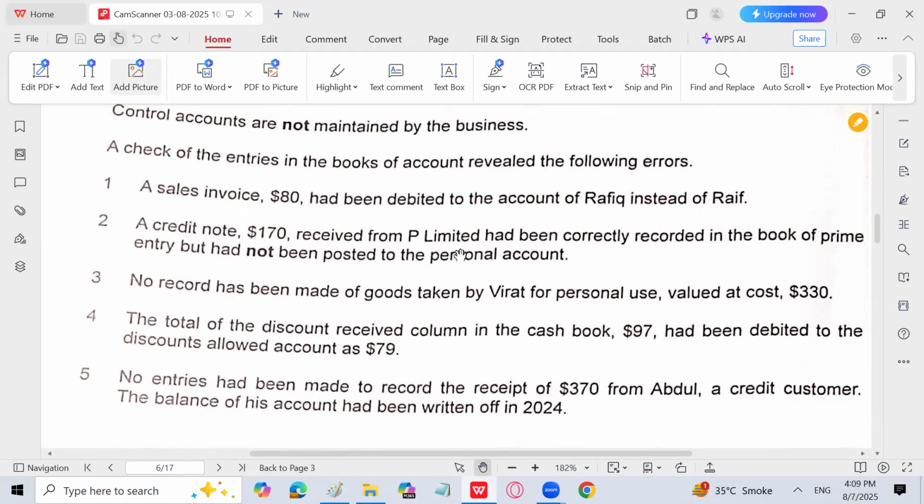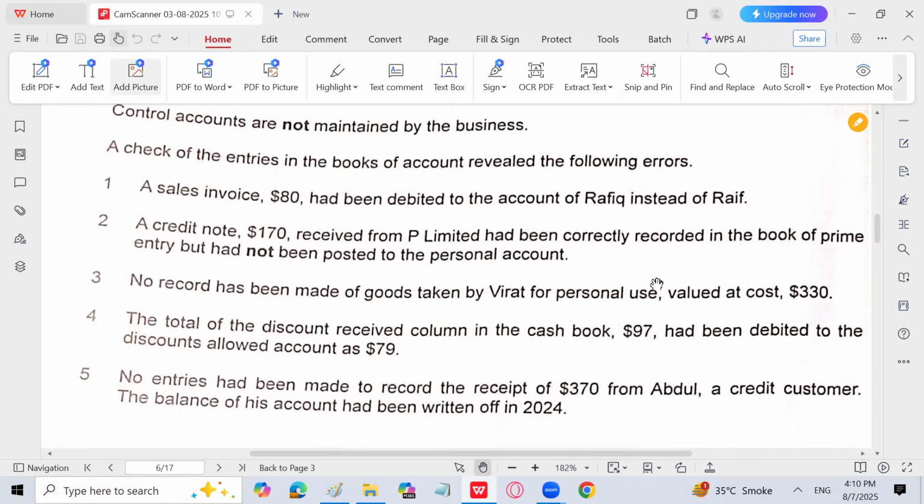Credit note 170 received from P Limited had been correctly recorded in the books of prime entry, but had not been posted to the personal account. Always remember that debit note received means that you are issuing credit note. Credit note received means that you are issuing debit note. So credit note 170 received means that you are issuing debit note, and issuance of debit note means that you are going for a purchase return. Why, sir? Because credit note and debit note are used for the return of goods. And there are only two types of return, purchase return and sales return. So you have to think whether this entry regarding P Limited is for purchase return or sales return. Because we are receiving credit note, we are issuing debit note. So this is the entry for purchase return.